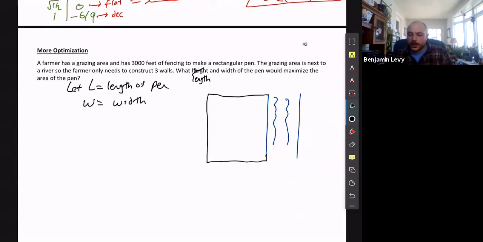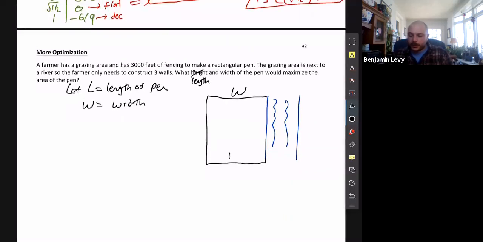So let's label the sides. We'll say W is the shorter side, and there's two of them, right? And then L will be the one that you only have one of, right? So we only have one of those sides because the river's on the other side. Okay. And the goal here is to find the biggest area, right? Maximize the area. And so our objective function then is to maximize the area.